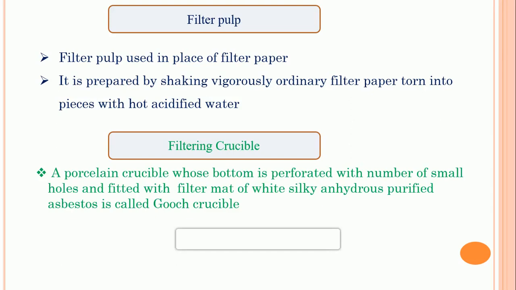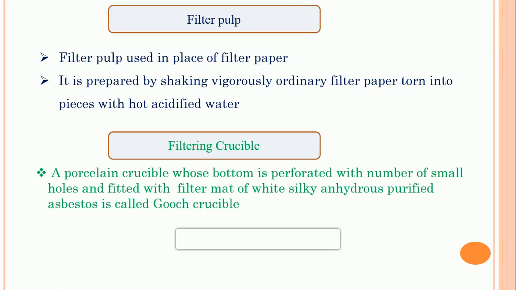So when filter paper as well as filter pulp is unable to separate the material, why is it unable to separate the material perfectly? Because some precipitates get reduced during the filtration when we use filter paper as well as filter pulp, and sometimes when high temperature is applied, then filter paper as well as filter pulp is unable to separate the material and they can burn with that precipitate. So therefore we can use the filtering crucible for the filtration purpose.